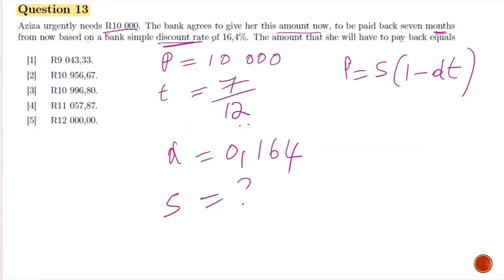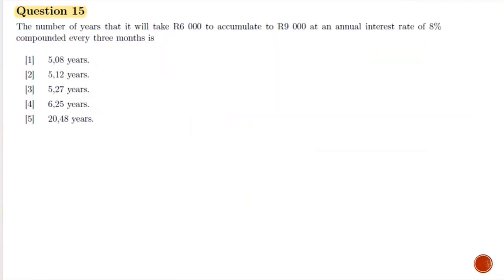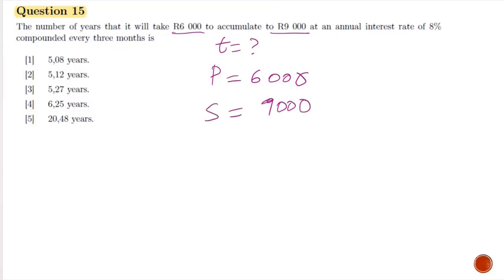you do the substitution. Okay, the number of years that it will take 6,000 to accumulate to 9,000 with an annual interest rate of 8%, compounded every 3 months. This is interesting. You are looking for T. This is your P, which is 6,000. To accumulate to 9,000, your S is equal to 9,000. An annual interest rate of 0,08 which is compounded every 3 months.